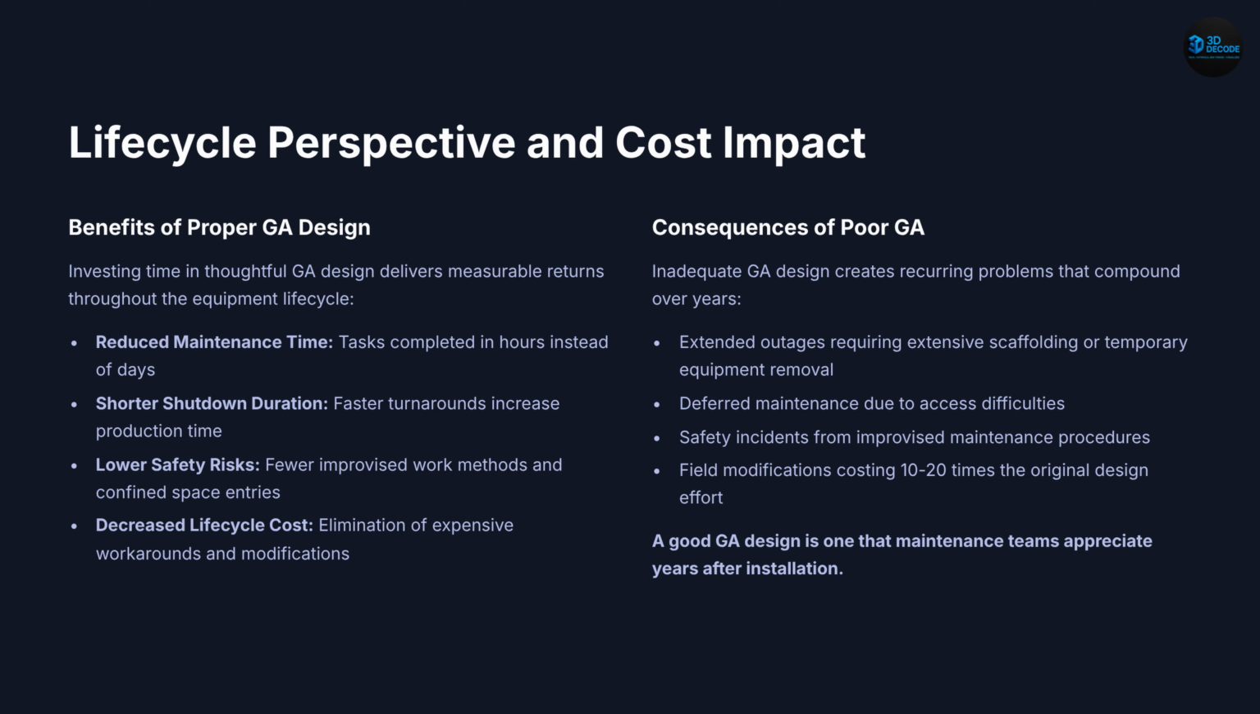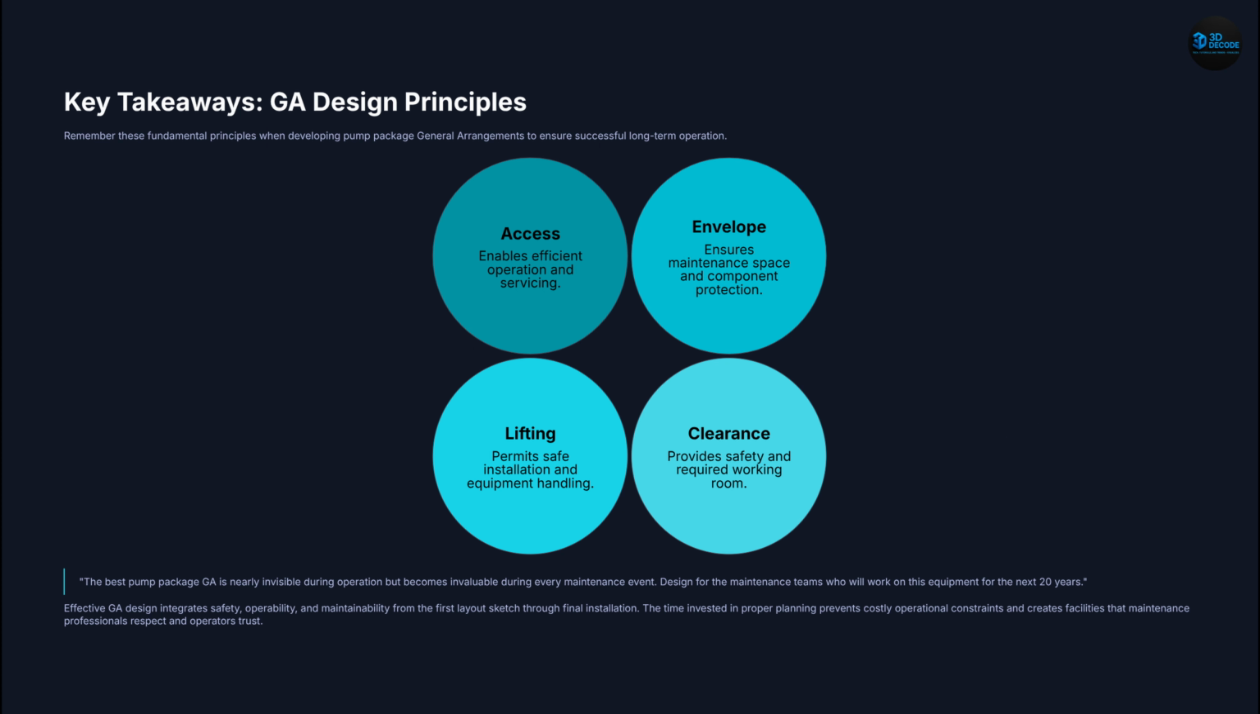Now compare that with poor GA design: extended outages, temporary scaffolding, unsafe maintenance methods, repeated field modifications, deferred maintenance. And here's the brutal reality: field modifications often cost 10 to 20 times more than solving the issue during design. That's why experienced companies invest heavily in design reviews, because smart engineering during design prevents operational chaos later. And honestly, the best compliment for a package engineer is this: maintenance teams love working on this equipment. That means the design succeeded.